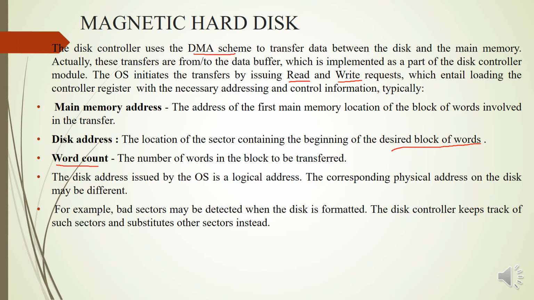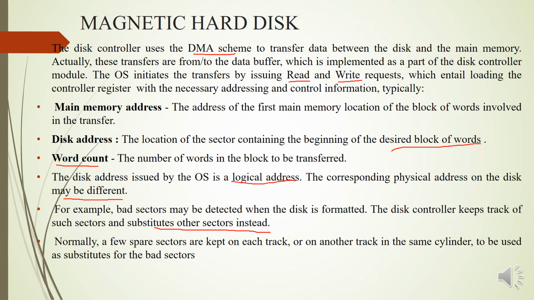The disk address issued by the OS is a logical address. The corresponding physical address on the disk may be different. The bad sector may be detected with the help of the disk controller, and the disk controller keeps track of such sectors and substitutes other sectors instead of bad sectors. Normally, a few spare sectors are kept on each track or on another track in the same cylinder, which can be used as substitutes for the bad sector.